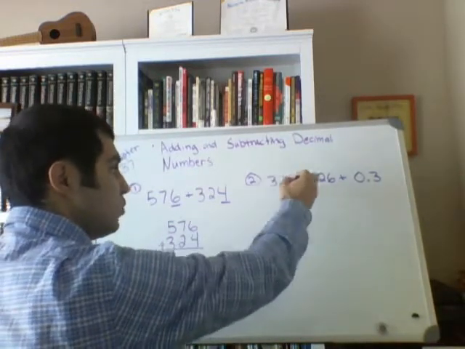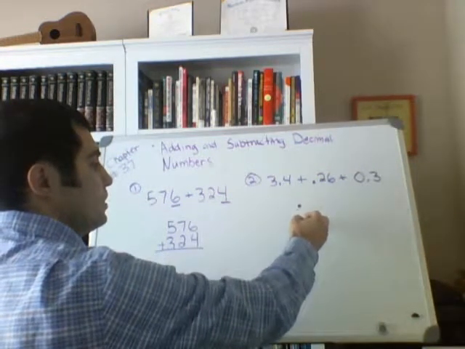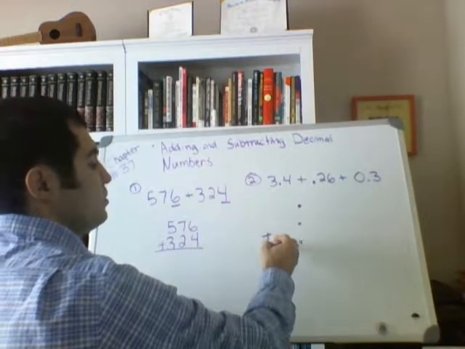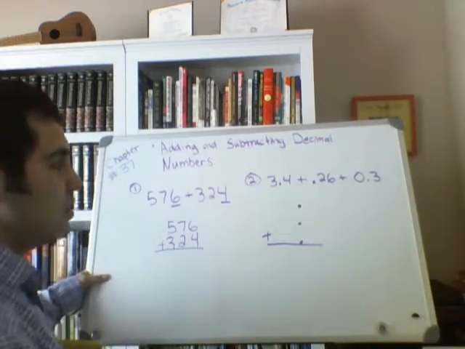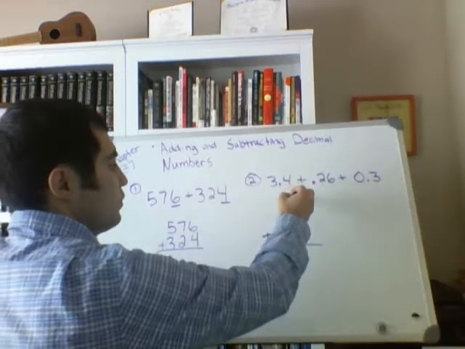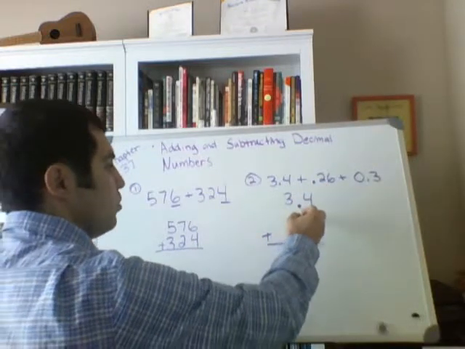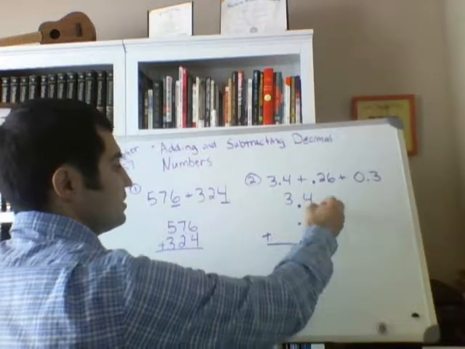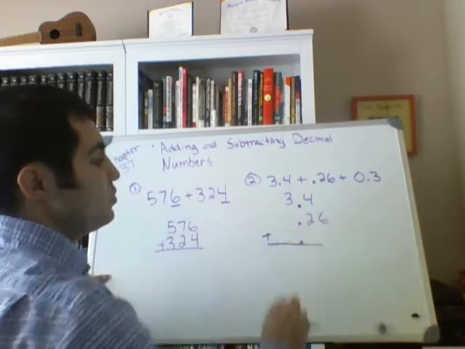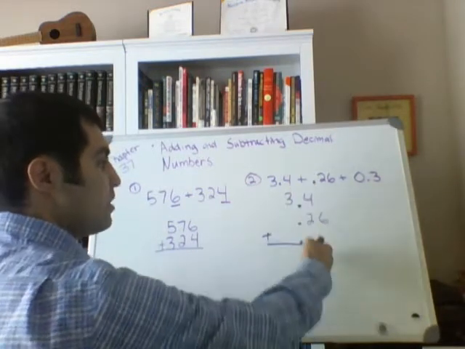We have three numbers, 1, 2, 3, and so we're going to put our decimal points first. I would suggest that you do this. That way, you're automatically going to be lining things up. Alright, so the first one is 3.4. The next one is going to be 0.26. 4 is in the tenths spot, and so is 2. So notice, those two numbers are lined up. They're in the same column, so to speak.